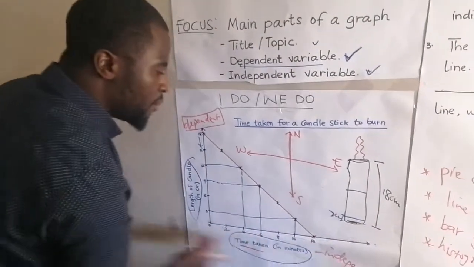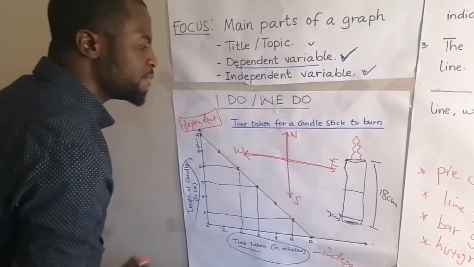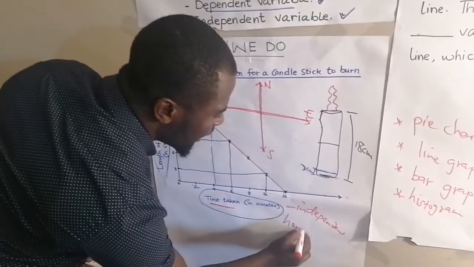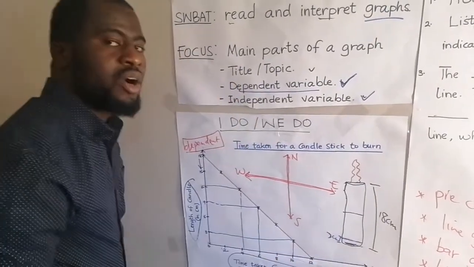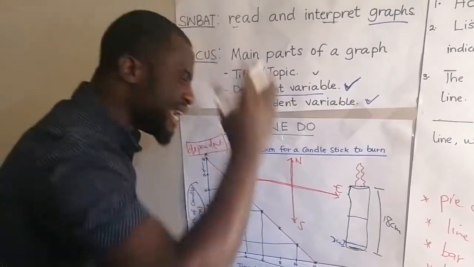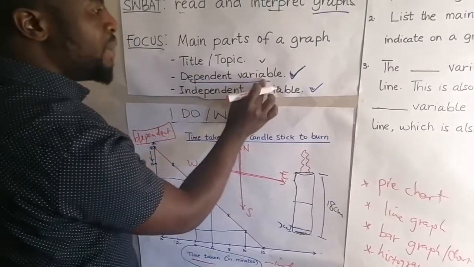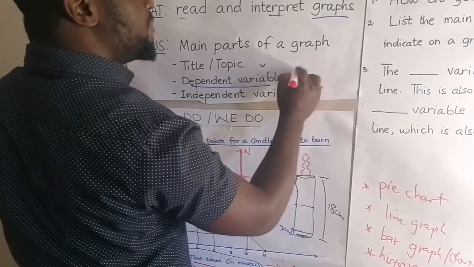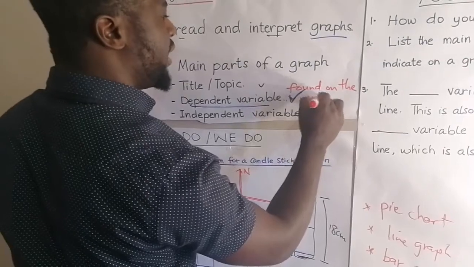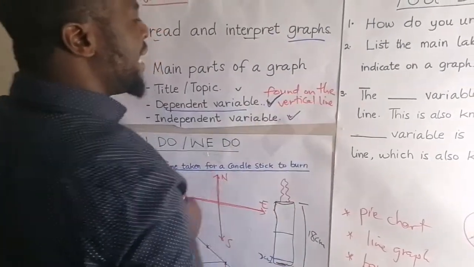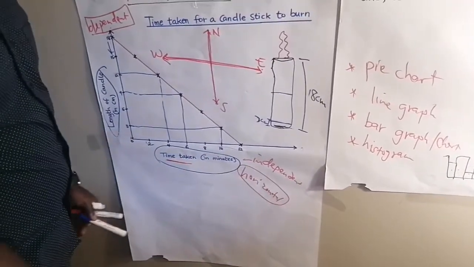Our independent variable is always found running from our west to east or east to west, which is our horizontal line. So always you can find your independent variables on the horizontal line. You can find your dependent variables on the vertical line. So keep that in mind. So you can write: dependent variable found on the vertical line. Independent variable, I just said it, found on what? The horizontal line. You can write this down in your books.